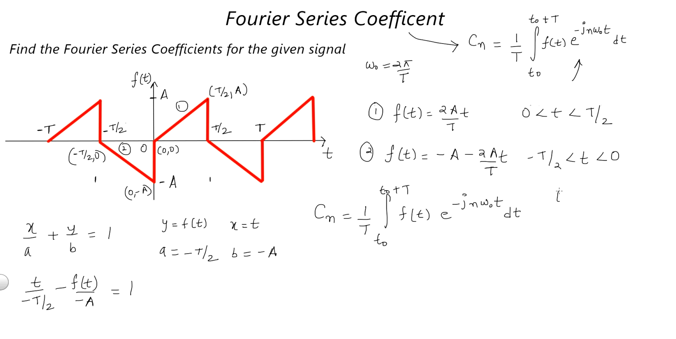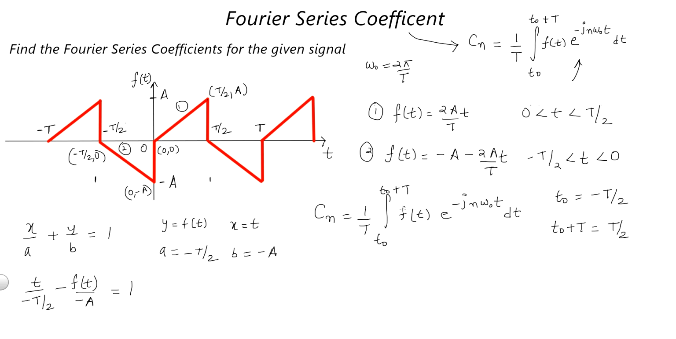Okay, so t naught is equal to minus T by 2 and t naught plus capital T is equal to T by 2. Okay, so the lower limit is minus T by 2 and the upper limit is capital T by 2. Now the function is changing from 0 to T by 2 and from minus T by 2 to 0. Minus T by 2 to 0 the function is different, and from 0 to T by 2 the function is different.